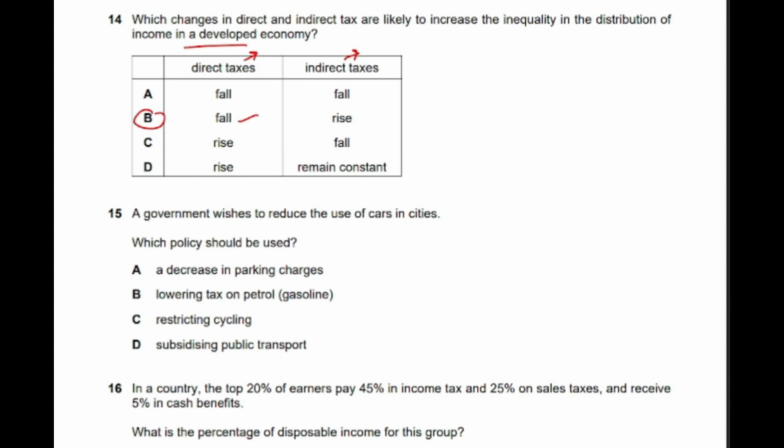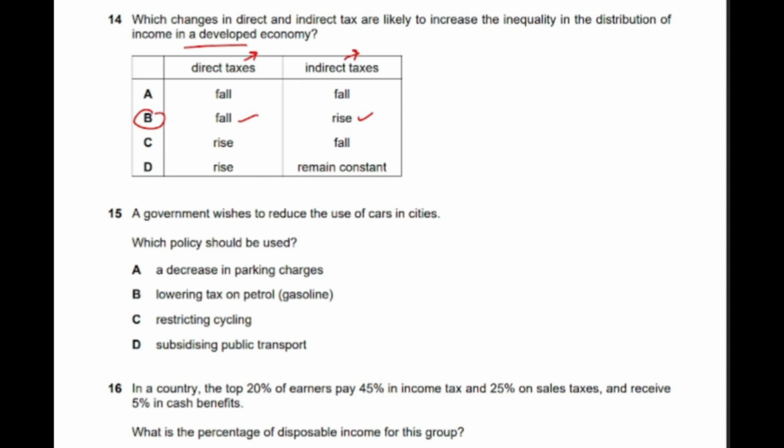Indirect tax should rise. Indirect tax, being regressive, basically increases disparities. So if indirect taxes are increased, they increase disparities, and if direct taxes are decreased or fall, then they will also increase disparities or the income gap between the rich and poor. So inequalities will increase.